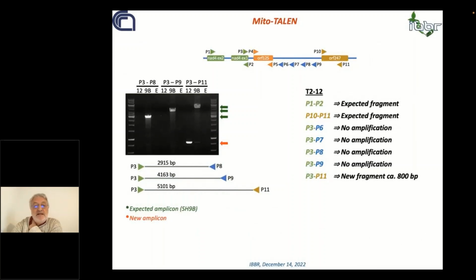The last plant that remained to understand was T212. T212, I remind you, didn't give amplification with P6 and P7 primers, and again didn't give any amplification with upstream primers P8 and P9, but it gave a fragment, an amplicon of about 800 base pairs, using the P3 and P11 primers that land on the 2 genes. So probably the fragment is 800 base pairs long instead of 5,100, meaning a longer deletion of 4,300 base pairs was obtained. We are looking at sequences and have preliminary analysis results.